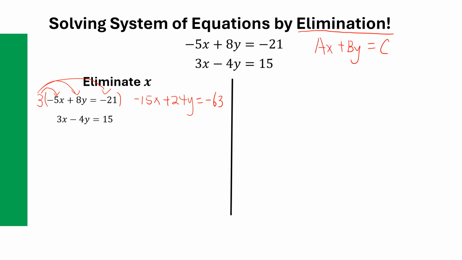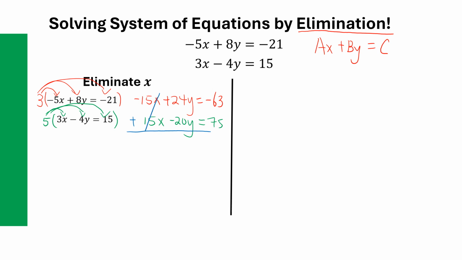And then for the bottom equation, I want the x to be positive 15x, so I'm just multiplying by positive 5. And again, I have to distribute 5 to the other two numbers as well, so that'll give me negative 20y equals 75.